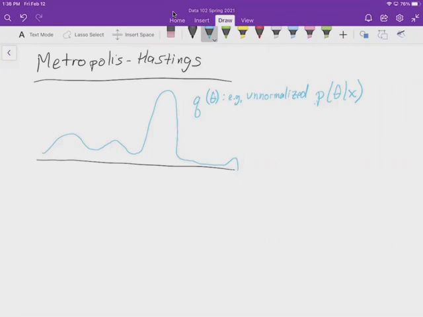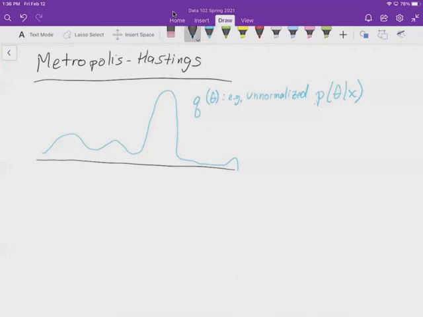And so what I'm showing here is an unnormalized distribution. It has this kind of weird funky shape. And I'm going to call it Q of theta. I'm calling it Q because it's not a probability distribution. It's not a proper density. So I'm using letter Q instead of letter P. And this maybe might be like P of theta given X. It's like your posterior, the unnormalized version, what have you.